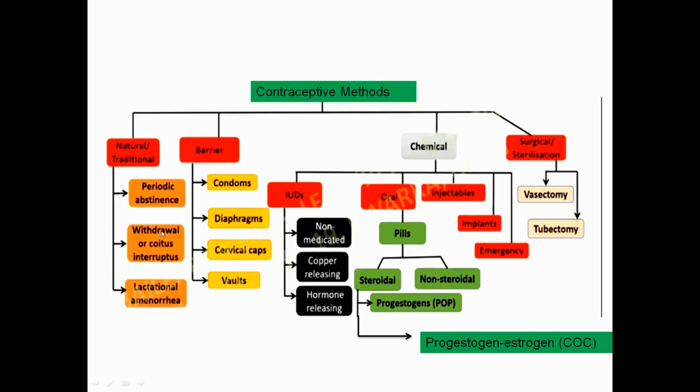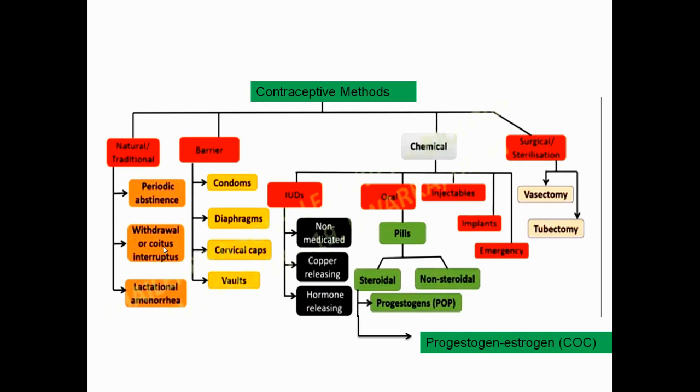This is the learning map for the contraceptive methods. There are four contraceptive method categories: natural, barrier, chemical, and surgical or sterilization. In natural methods, we have three categories: periodic abstinence, withdrawal or coitus interruptus, then lactational amenorrhea. In barrier methods, we have condoms, diaphragm, cervical caps, and vaults. In chemical methods, we again have three subgroups: IUDs, oral, injectables, along with implants and emergency contraceptive methods.